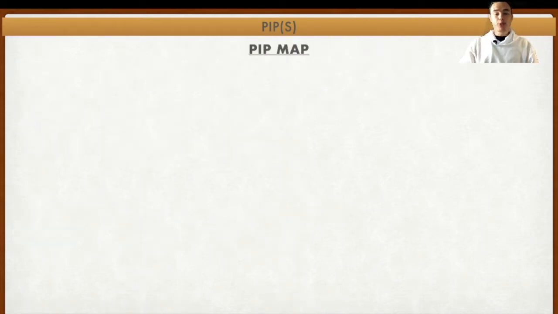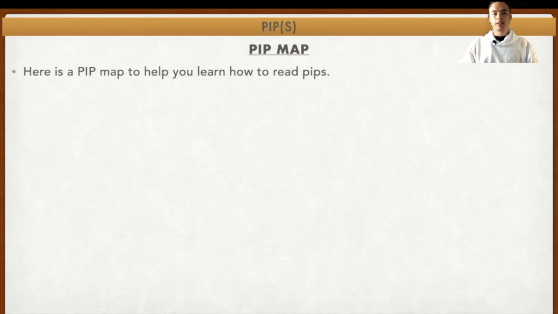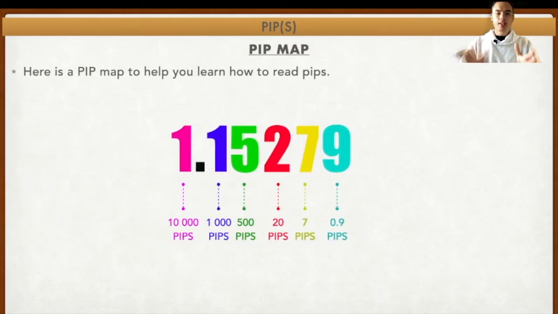Here's a little pip map to help you. Okay, so as you can see, it is 1.15279. There's 5 units, so this is including the fractional pip. So it's actually working in points, but we are calculating it to pips. If you're including the last digit, it is 0.9 pips. But just ignore it. So the 7 is 7 pips.